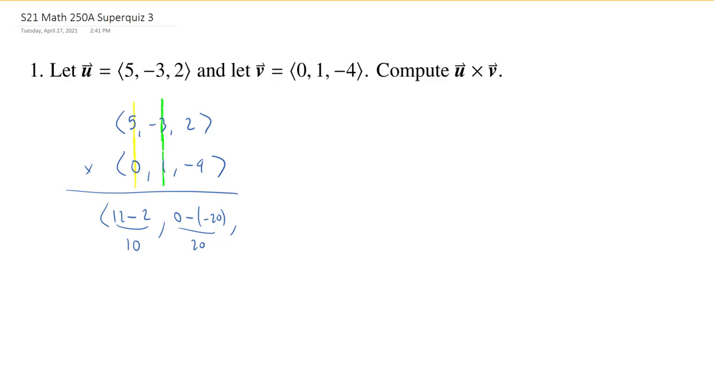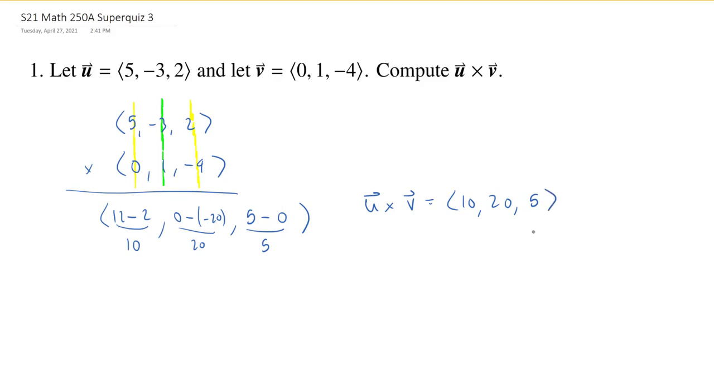All right, now I go to the third column, and I cross out that third column, and I'm going to go left to right and right to left. So I, again, start from left to right, and I do 5 times 1, which is 5, minus negative 3 times 0, which is 0. 5 minus 0 is 5. And so the cross product of u and v is going to be 10, 20, 5.